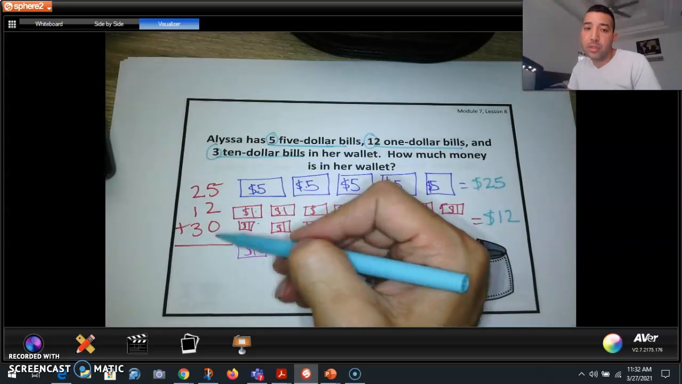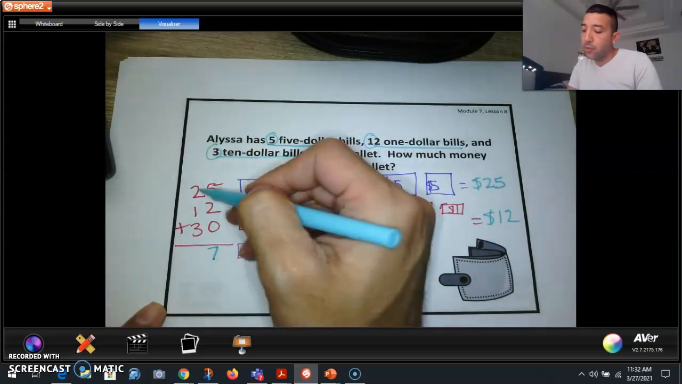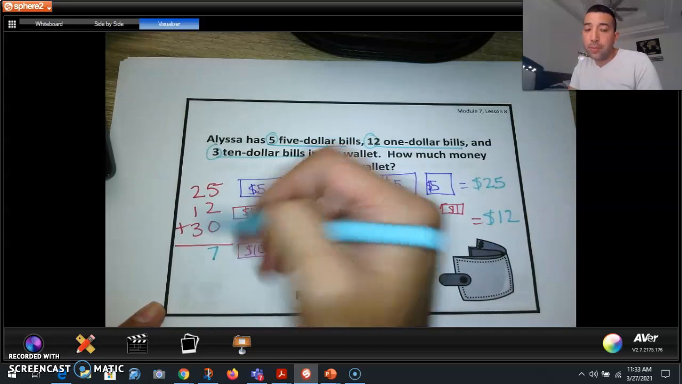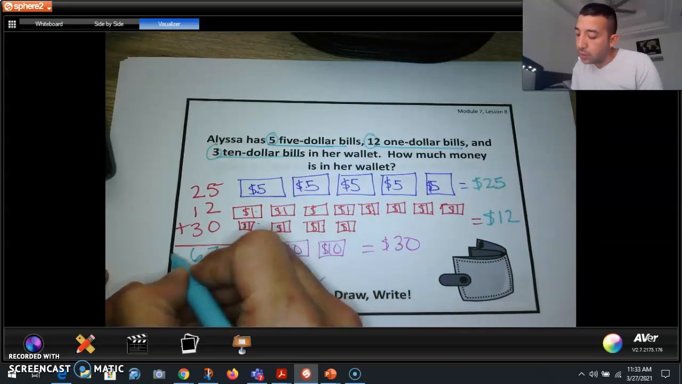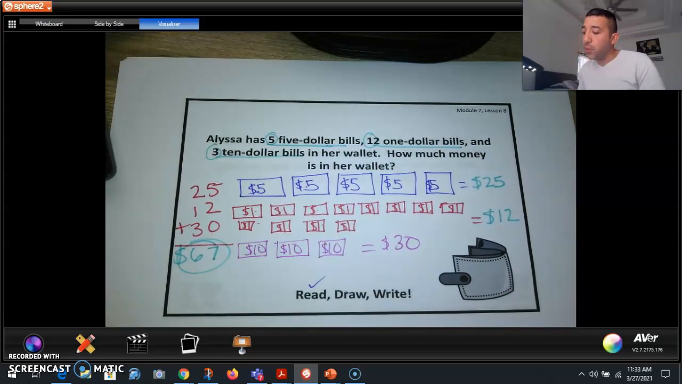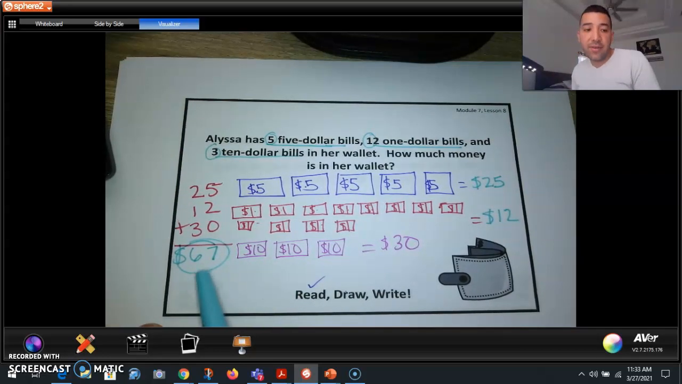Okay, now let's work the problem. 5 plus 2 equals 7. 2 plus 1 equals 3. 3 plus 3 equals 6. Ooh, so we know that she has $67 in her piggy bank.